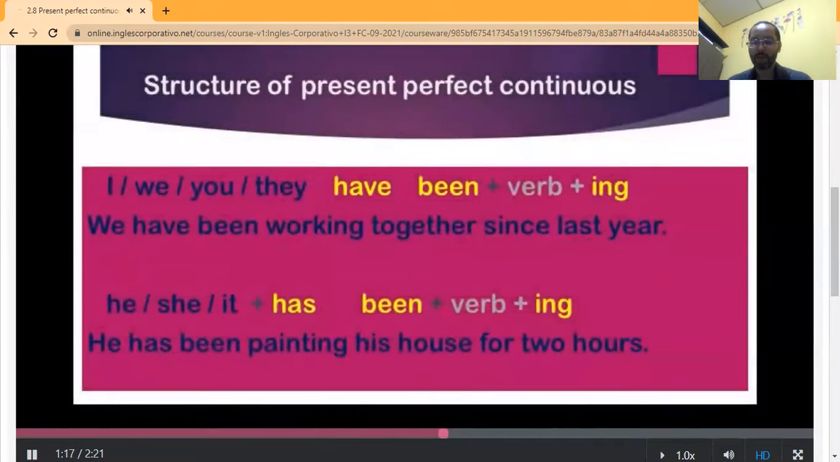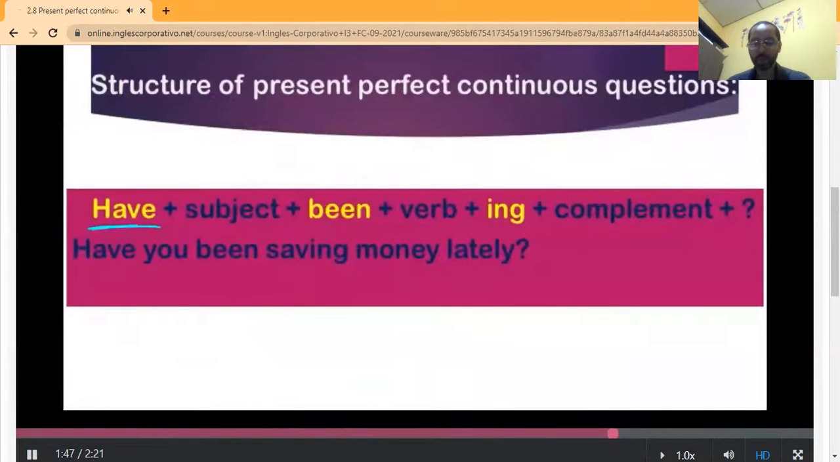And last but not least, we'll go over the structure of this tense. For affirmative, this is what we use. I, we, you, they, plus have been, plus verb, plus ing. He, she, it, plus has been, plus verb, plus ing. When in negative, we need to add the word not between have or has and been. And as always, in questions, the helping verb or the auxiliary goes at the beginning, followed by the subject, like this. Have plus subject plus been plus verb plus ing plus complement. Have you been saving money?